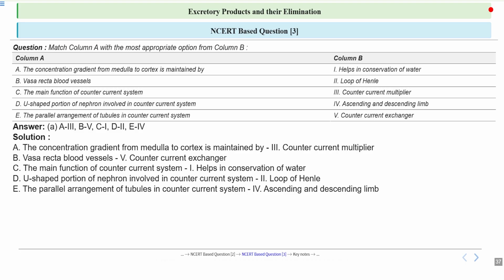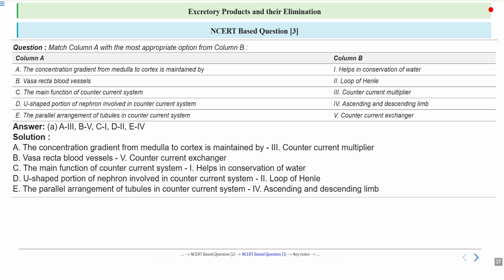Finally, E, the parallel arrangement of tubules in counter current mechanism was matched with 4, that is ascending and descending limb. These limbs run side by side, enabling the counter current mechanism to work efficiently. So it's similar to 2 parallel conveyor belts moving items back and forth.